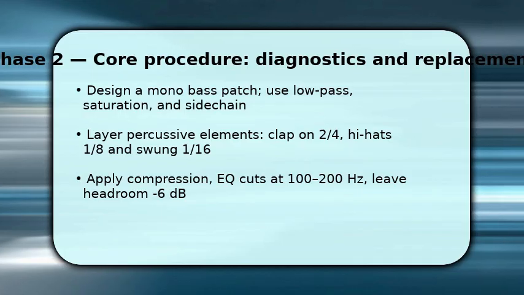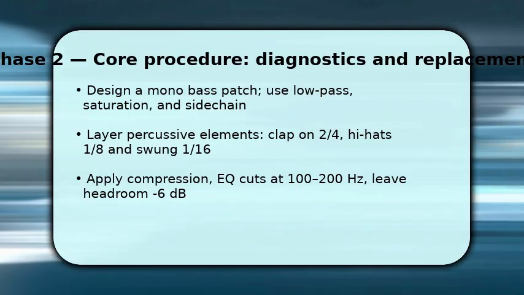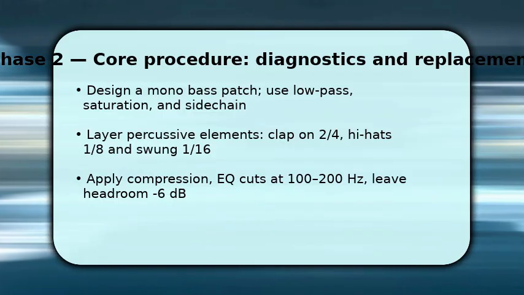Layer percussion. Place claps on beats 2 and 4, program steady 1/8 hi-hats, and add swung 1/16 for movement. Then apply mix tools, compressor, EQ to cut 100-200 Hz mud, and leave about -6 dB headroom. Make sure to group drum buses.